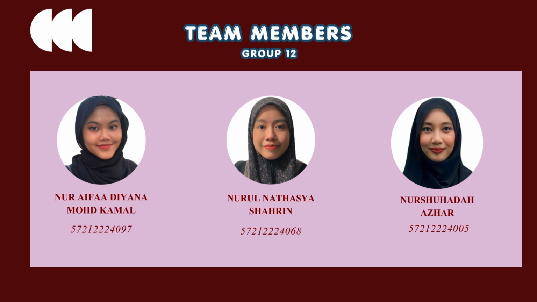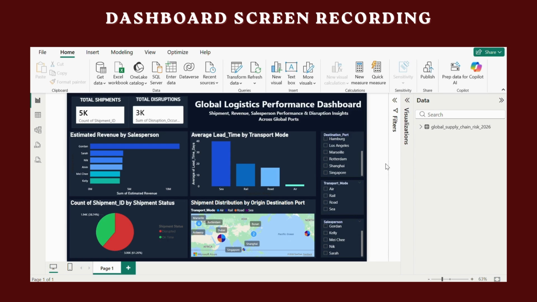We are from Group 12 and today we will be presenting our Global Logistic Performance Dashboard. The dataset is used from Kaggle. This is our Global Logistics Performance Dashboard for analyzing shipment, revenue, salesperson performance and disruption insights across global ports. We use KPI cards which show total shipments and total disruptions. Total shipments show 5K shipments, while total disruptions show 3K cases.